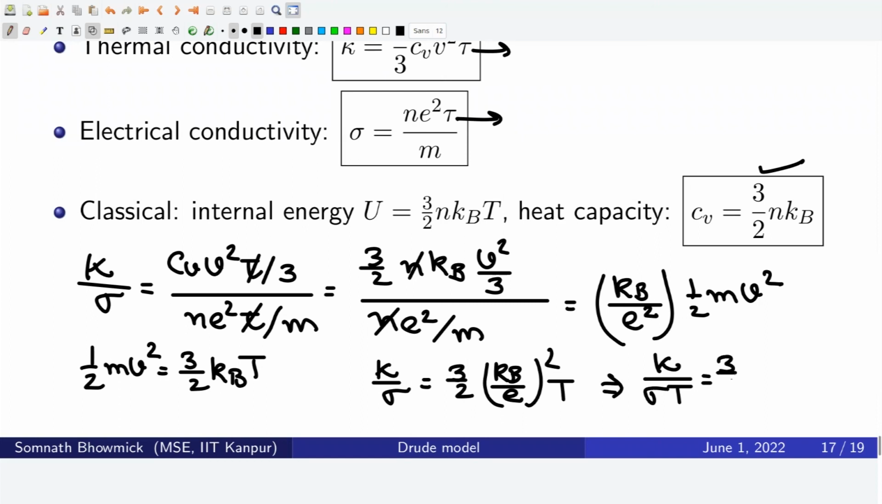And if we calculate this, it turns out to be like this. So this is known as the Wiedemann-Franz law. You see that the number on the right hand side just depends on two fundamental constants, k_B, the Boltzmann constant, and E, the charge of the electron. So this number is known as the Lorenz number. So that means in an experiment, I would just measure the thermal conductivity of the metal, and the electrical conductivity of the metal at some given temperature, and that number should match with this.